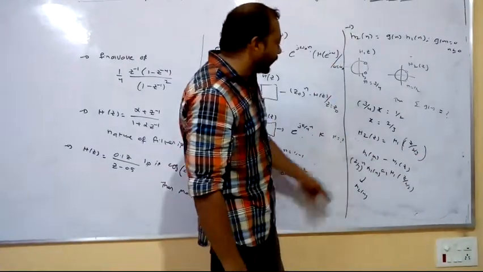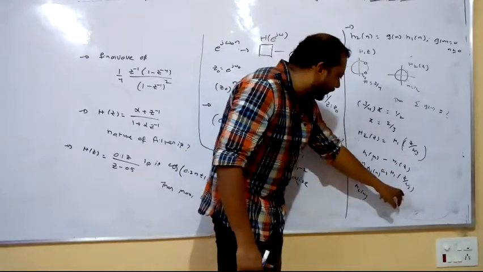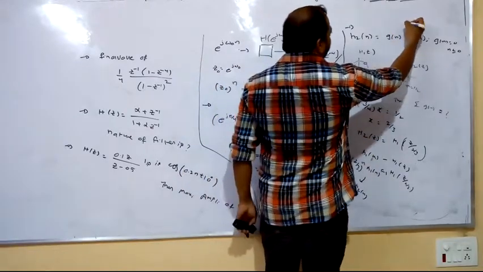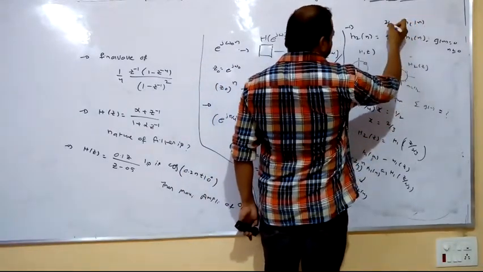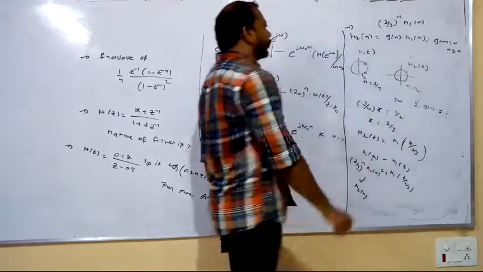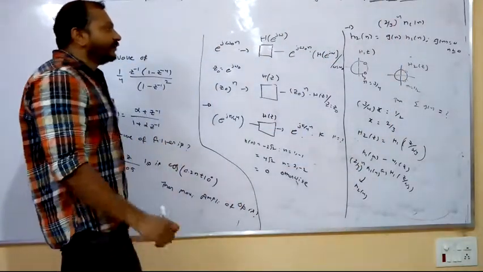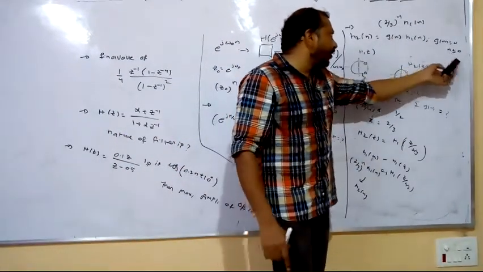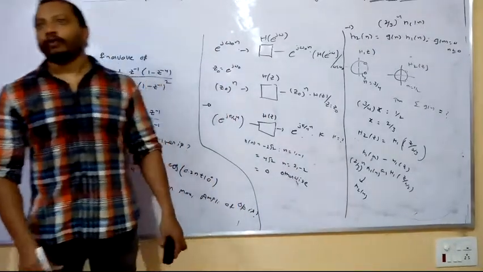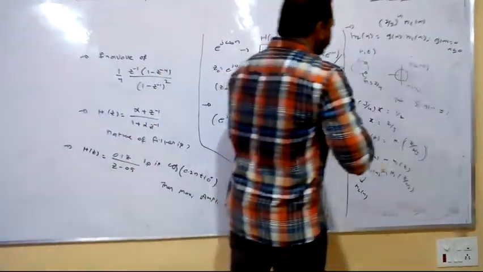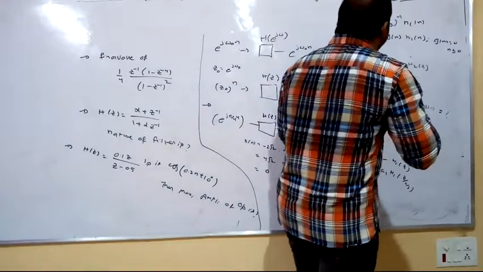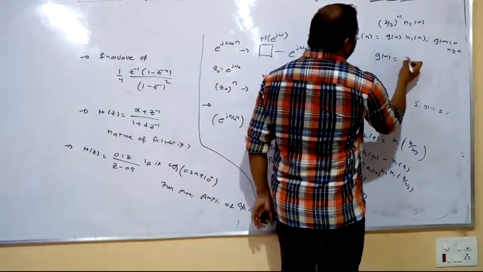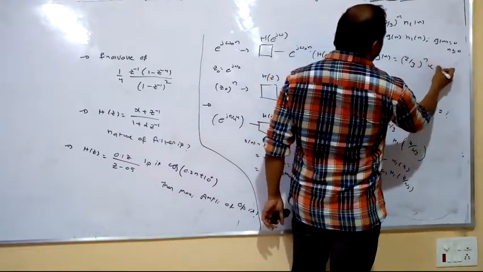Z by 2 by 3 is the property: f1 of n corresponds to F1 of z by a. From this we can analyze that h2 of n is equal to h1 of n into 2 by 3 whole to the power n. So from this you can directly write g of n is equal to 2 by 3 whole to the power n, and already in the question they have given that g of n is equal to 0 for n less than or equal to 0. So you can write g of n is equal to 2 by 3 whole to the power n into u of n.